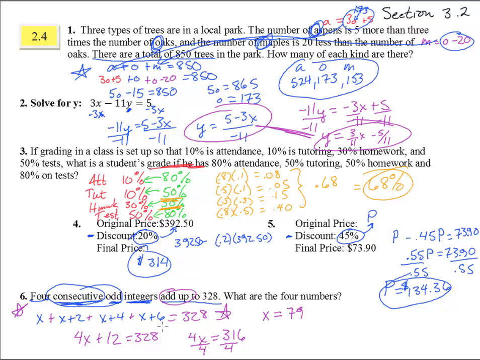79. So if this guy's 79, 79 plus 2 is 81. You see how that just jumps from 79 up to the next odd integer? From 81 to 83, from 83 to 85. So 79, 81, 83, 85. Those are the 4 consecutive integers, and they add up to 328.